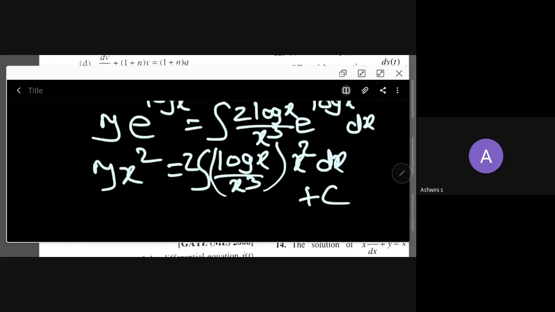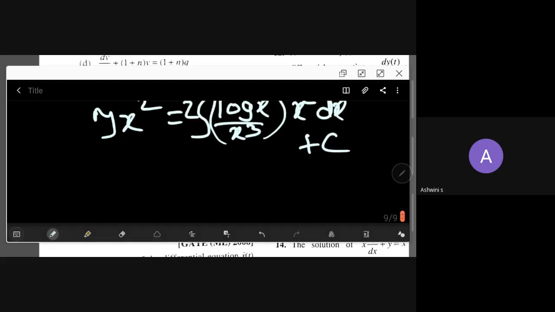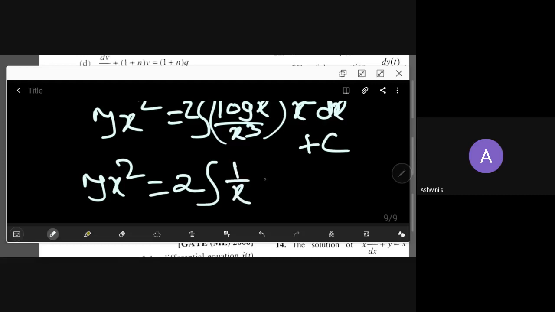So here y x square. Sometimes some problems may take some time. This x will get cancelled. So log x, and 1 by x is the derivative of log x. I'm sorry.